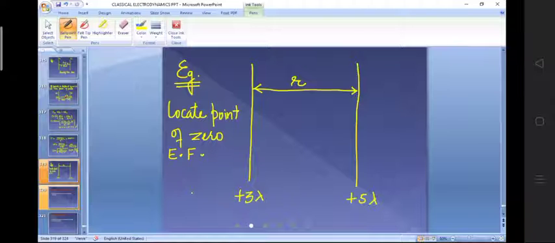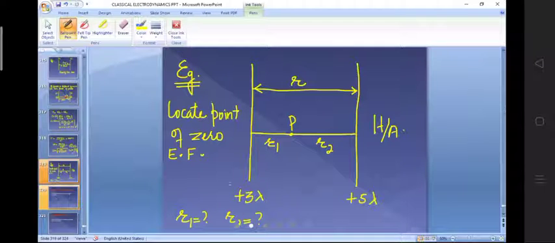Or the question can be like this: where should a particle be placed so that the net force will be equal to zero? Obviously the charged particle must be placed somewhere in between. Suppose the charged particle is placed somewhere here, at point P, and this distance is equal to R1 and this distance is equal to R2. You will have to calculate the value of R1 and the value of R2 in terms of R. So this will stay as homework for you. I am sure you will be able to do this. Okay.